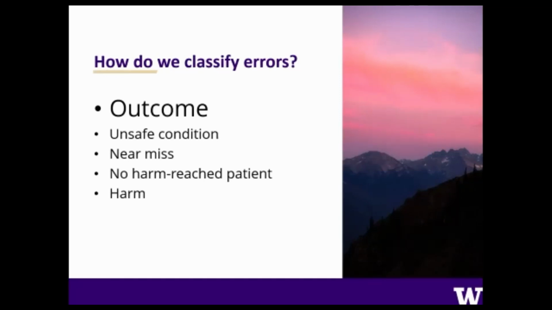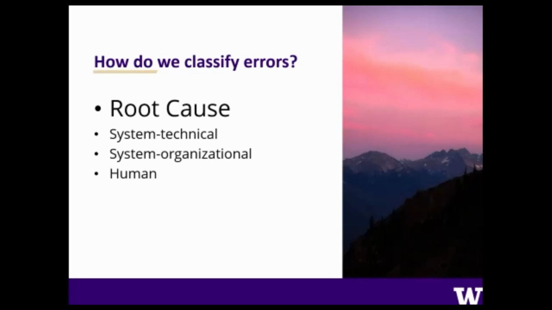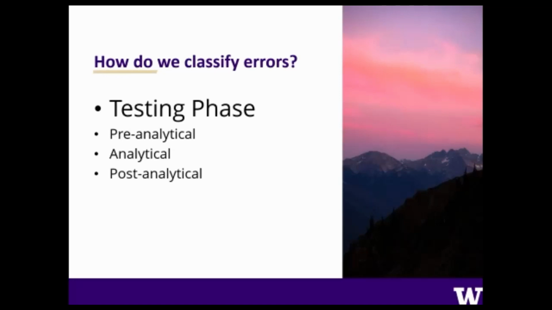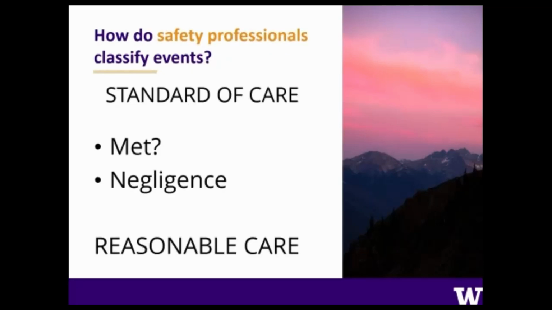And then what level of harm? That's one way to classify an error. We also talk about root cause, right? Root cause analysis. So was it a systems or technical error? Was it a systems or organizational error? Was it a human error? And finally, we talk a lot about testing phase. So pre-analytical, analytical, post-analytical, all of these different ways to classify or think about error.